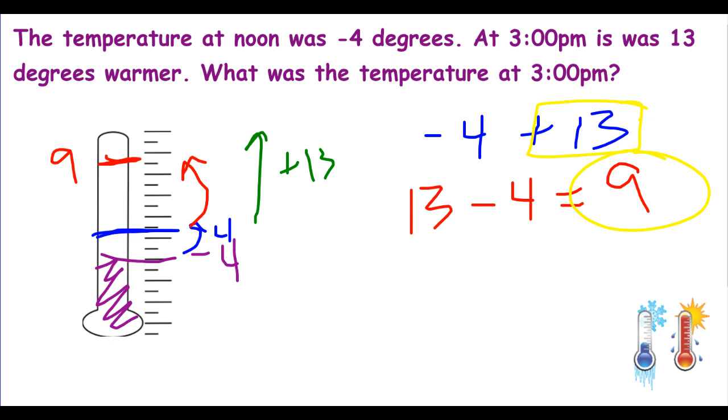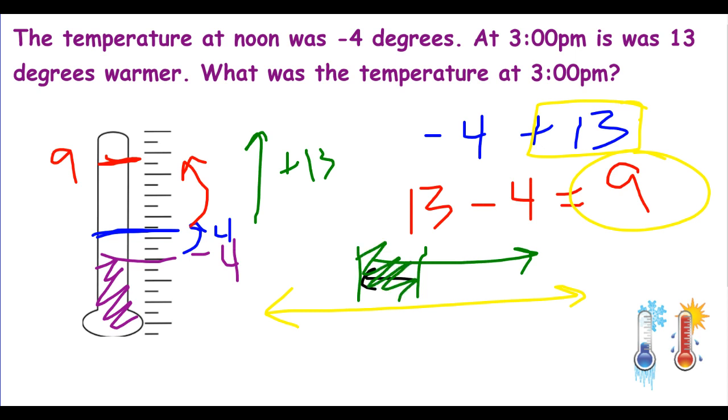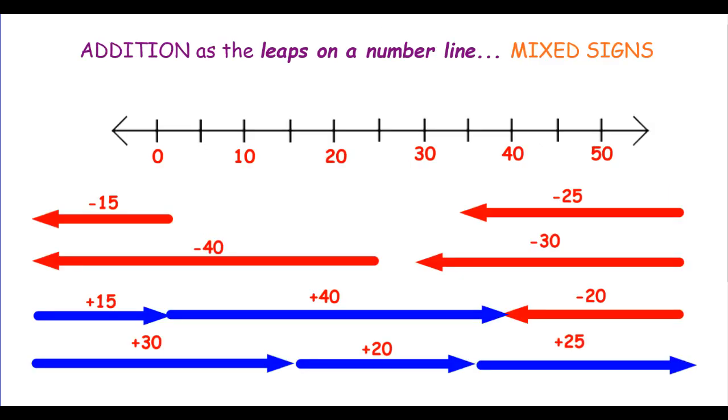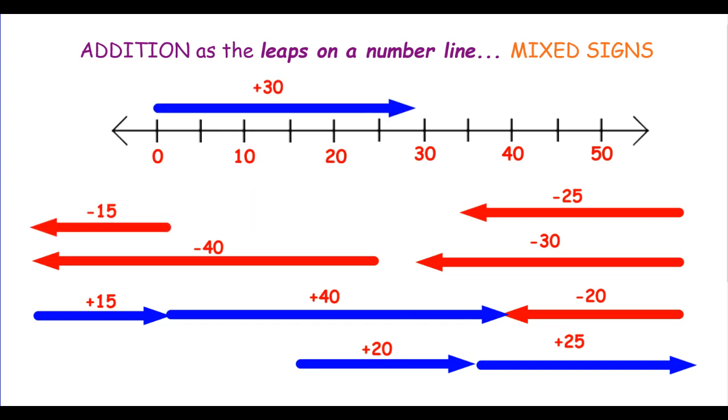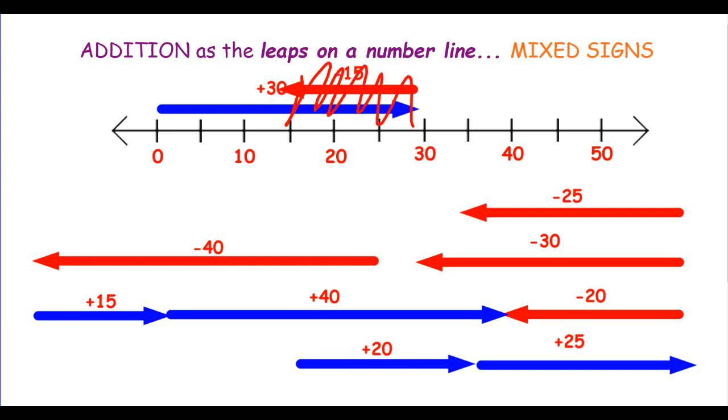This is like two teams who are playing a tug of war on the number line. The negative 4 wants to move that way. The positive 13 wants to move that way. So some of that strength is going to get canceled out. So we can see that on the number line with mixed signs by saying if we start with moving 30 and then add a negative 15, which is the same as moving 15 backwards on the number line, you can see that this actually gets canceled out. And what we're actually left with is the same as a positive 15.